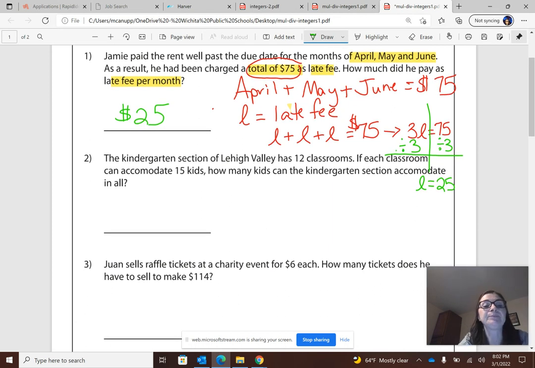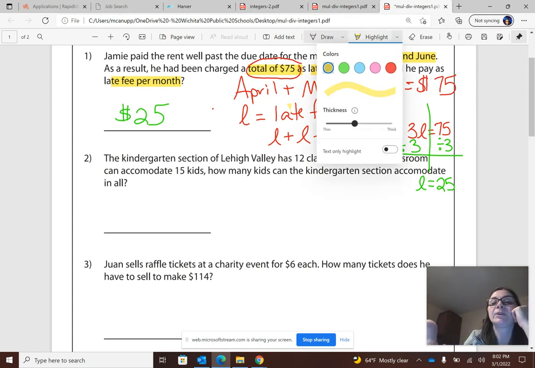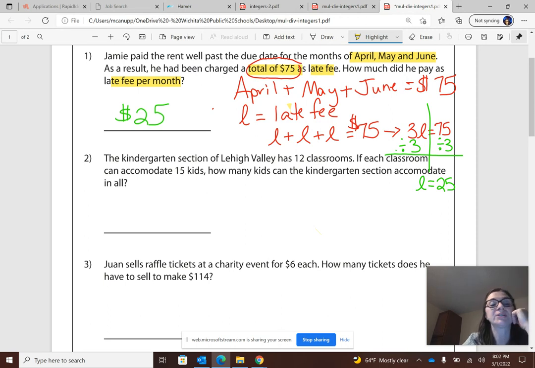Let's go ahead and do the second one. Now, at any time that you feel like, oh, I might be able to do that, pause the video, try to work the problem, and then watch the video, and you can check yourself. I'm going to go ahead and grab my highlighter again so I can highlight important information as I read. Number 2, the kindergarten section at Lehigh Valley has 12 classrooms. If each classroom can accommodate, that just means hold 15 kids. How many kids can the kindergarten section accommodate or hold in all?